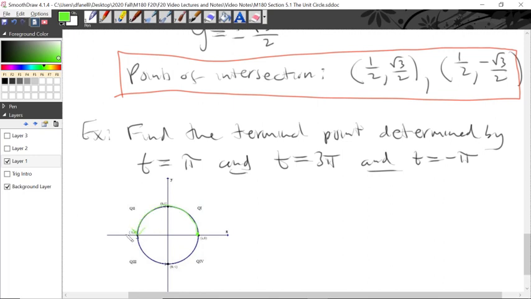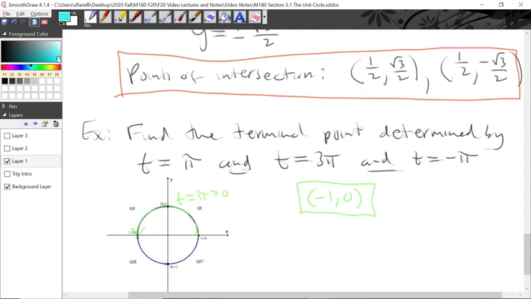And that would put us at this point right here. So right now t is equal to pi. That is greater than 0, counterclockwise. Standard position would be starting at the point (1, 0) and rotating through the unit circle. So the terminal point then has the coordinates (-1, 0).